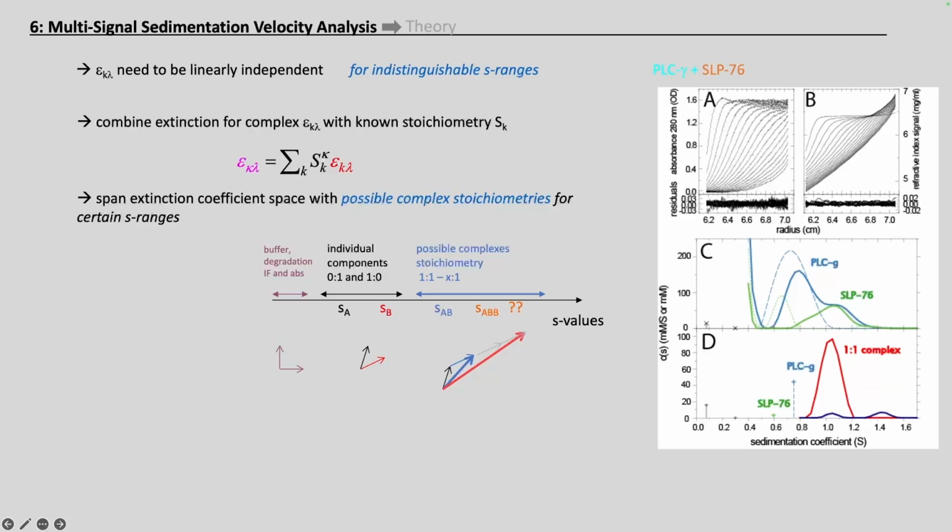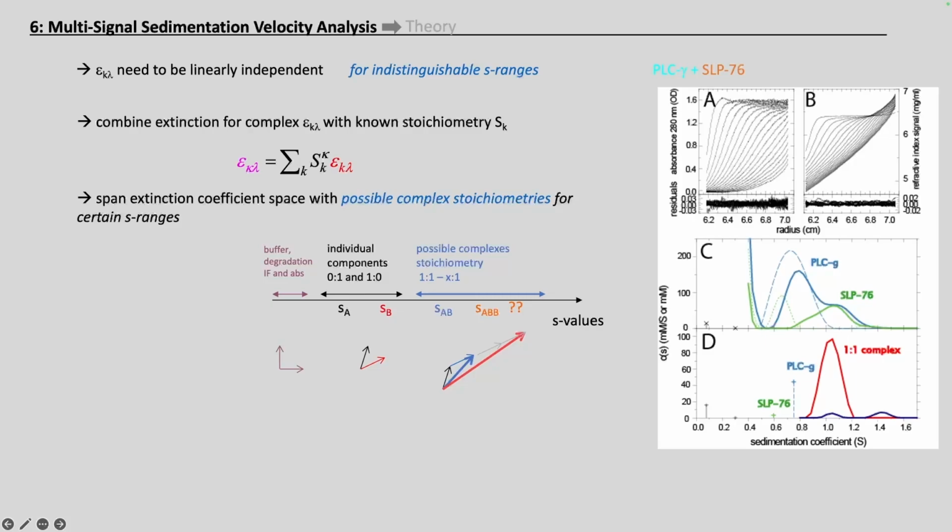But maybe we are not sure about the model. So we can use the multi-signal CFS analysis and find the component distribution of PLC gamma and SLP76 separately. Here, the spectral decomposition in the peptides was applied for all S values above 0.4 S. And below this threshold, we added discrete species representing just interference and absorbance contributions separately.